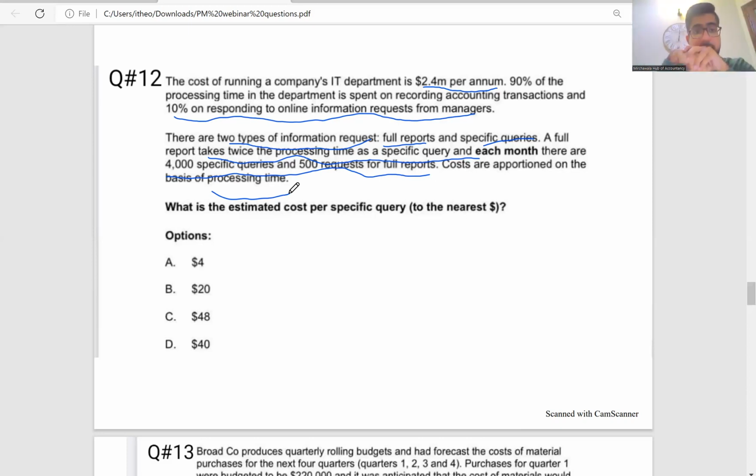Now, the second paragraph is interesting. The first paragraph was very easy: the cost of running the company's IT department is 2.4 million. 90% is on accounting transactions, so split it, and 10% on online requests, so split that. Now, 10% was spent on online requests. Two types of information requests: full reports and specific queries. A full report takes twice the time as a specific query. Each month there are 4,000 specific queries and 500 requests for full reports. Costs are apportioned on the basis of processing time. What is the cost per specific query?